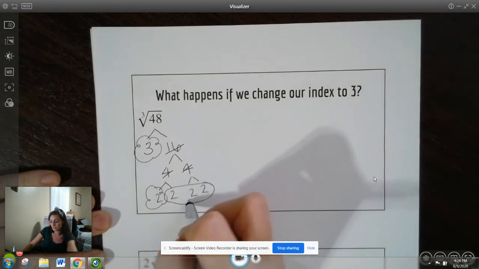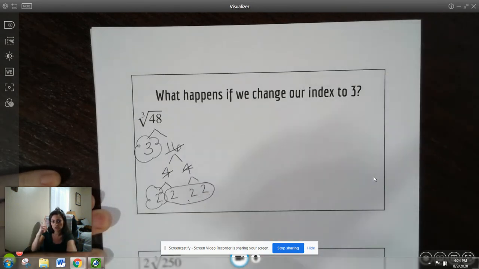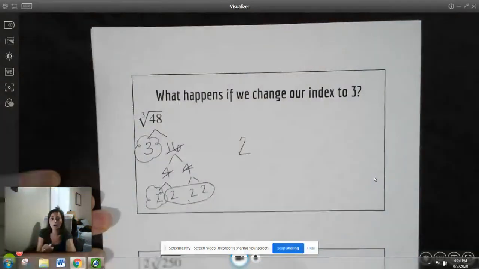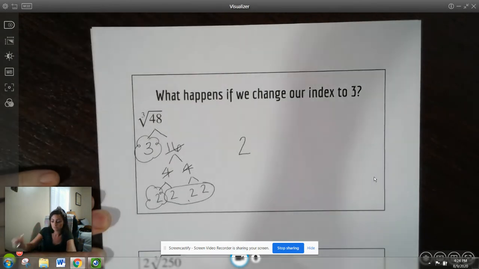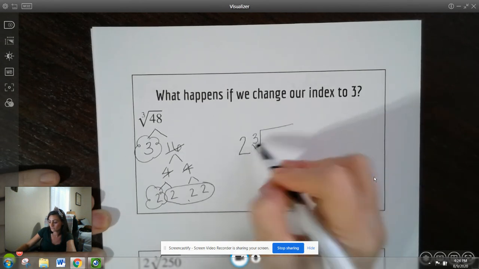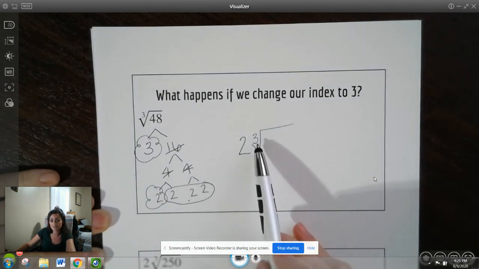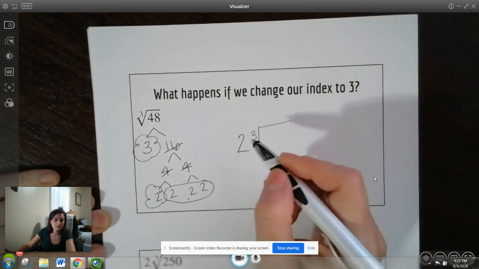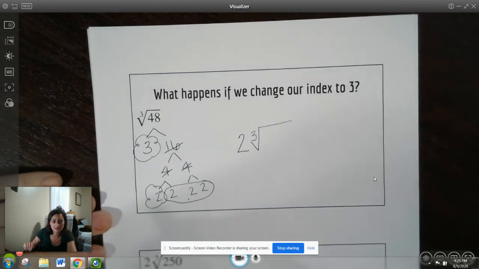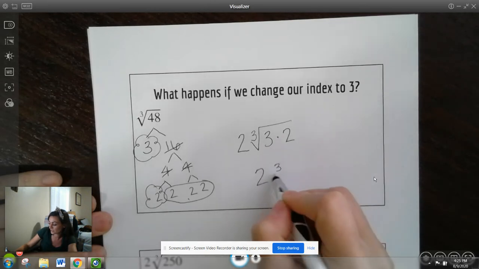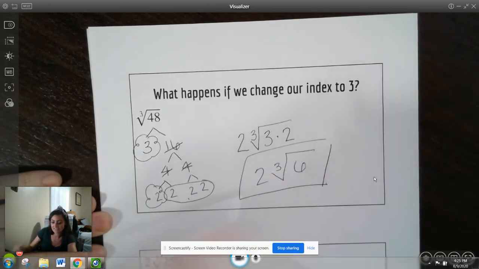So this is going to be represented as a single 2 outside of my radical to show that I had one group of 2's and there was 3 of them to take care of this index. You have to make sure if your index is anything other than 2 that you write that inside your little house thing in your radical. And then inside I've got 3 times 2. So this is 2 times the cube root of 6.